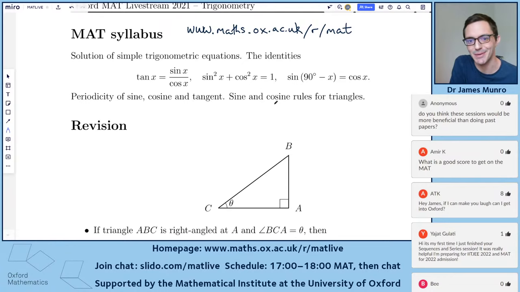You can do other past papers if you want to. I've left all the past papers from 2012 and before, which I'm not using on the live stream. So if you want to do more past papers, that's up to you. Too many formulas? Yeah, trigonometry.